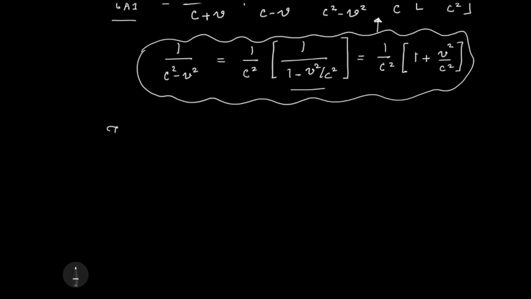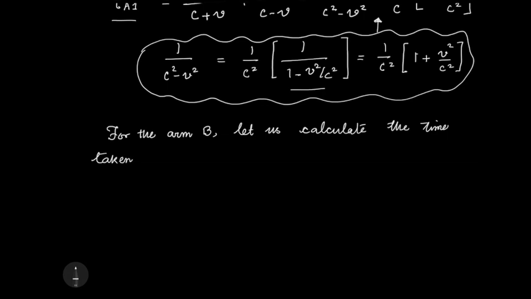Now for the arm B, let us calculate the time taken by light from the ether's frame. You may say that how do you calculate it in the ether's frame? The previous one you have calculated from the Earth's frame. Well, it doesn't matter. Galilean transformation tells you the time is same whatever frame you calculate it from.